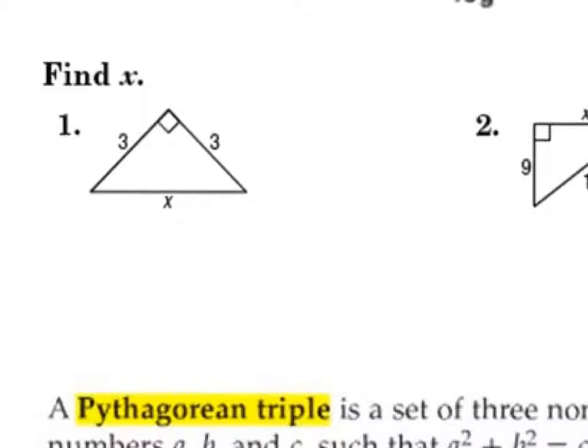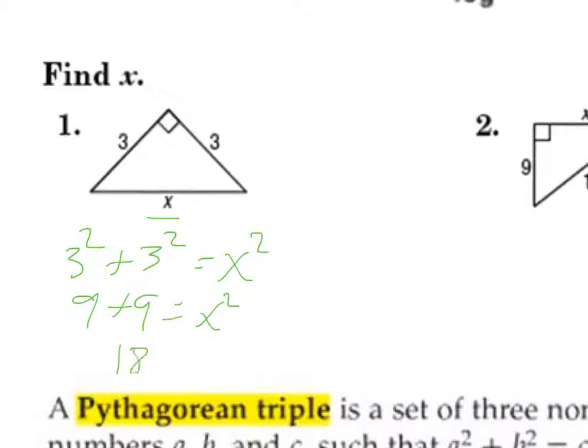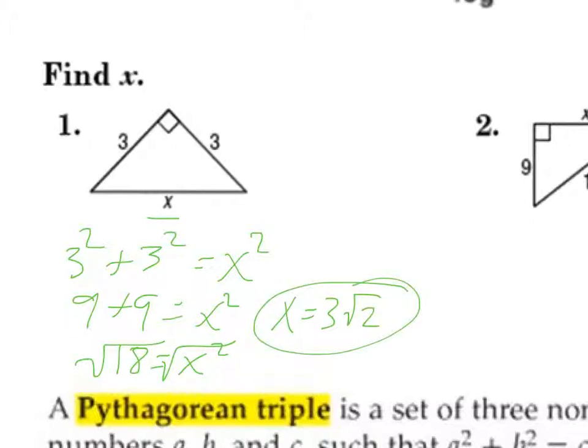So looking at some examples, if we're missing one of the lengths, we have to figure out where the hypotenuse is. In this case it's x, so we've got x squared. And we square the legs and add them together. So 3 squared plus 3 squared is going to equal x squared. 9 plus 9, we get 18 equals x squared. Well, we solve for x by taking the square root of both sides, and that simplifies to 3 radical 2. That would be your answer.